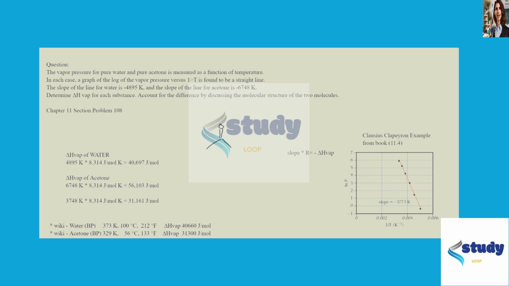Water has a lot more hydrogen bonding than acetone. Acetone is just a ketone. Acetone is like this: you've got a carbonyl here, and it does have an oxygen, but this can't hydrogen bond to itself. And that's why it's very volatile. Its boiling point is 56 degrees Celsius, whereas water, which has a lower molecular weight, is 100 degrees Celsius.